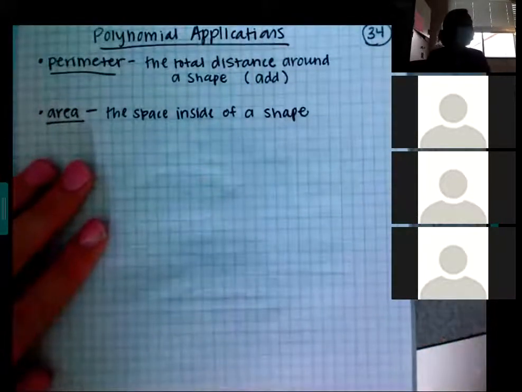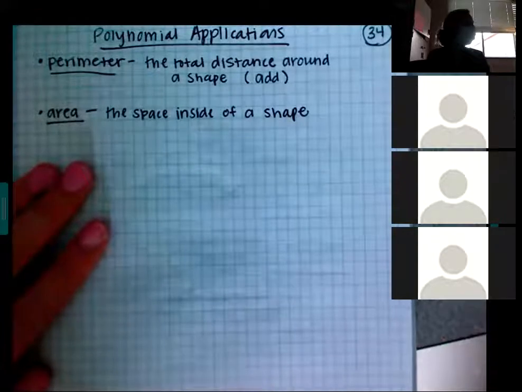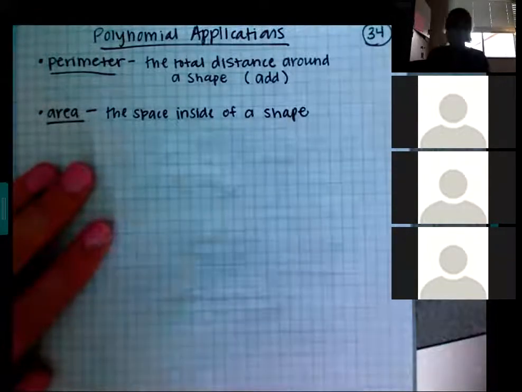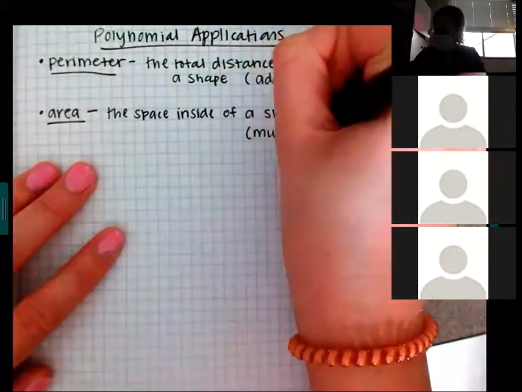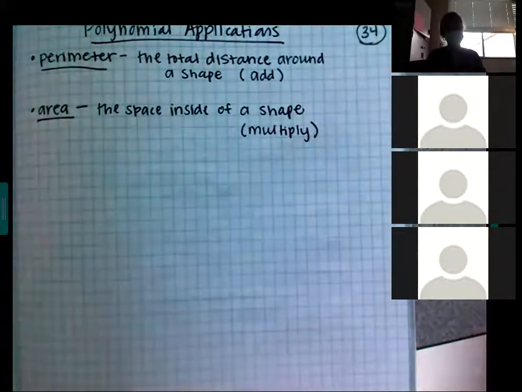And then I love what I heard y'all say. How do you find the space inside of the shape? You do multiply. Did anybody ever show y'all why? Oh my gosh, I got to. You know I got to.